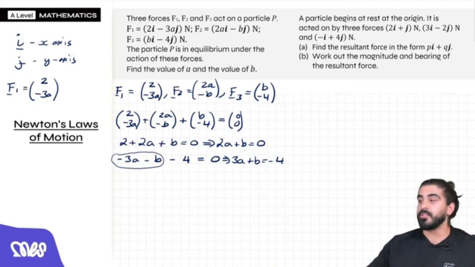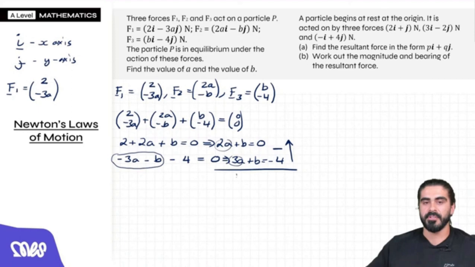Then we could just take away the two equations to cancel out b. Taking them away, I might go backwards this way, so I'm reading bottom up. 3a, take away 2a is just a. b, take away b, they cancel. Minus 4, take away 0 is just minus 4.